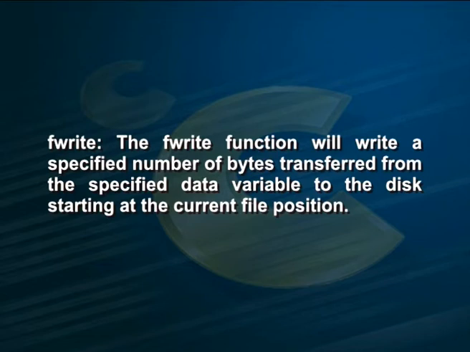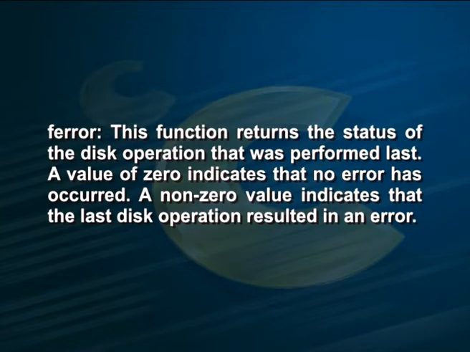fwrite. The fwrite function will write a specified number of bytes transferred from the specified data variable to the disk starting at the current file position. It is the programmer's responsibility to ensure that the file position is located correctly before the block is returned to the file. ferror. This function returns the status of the disk operation that was performed last.